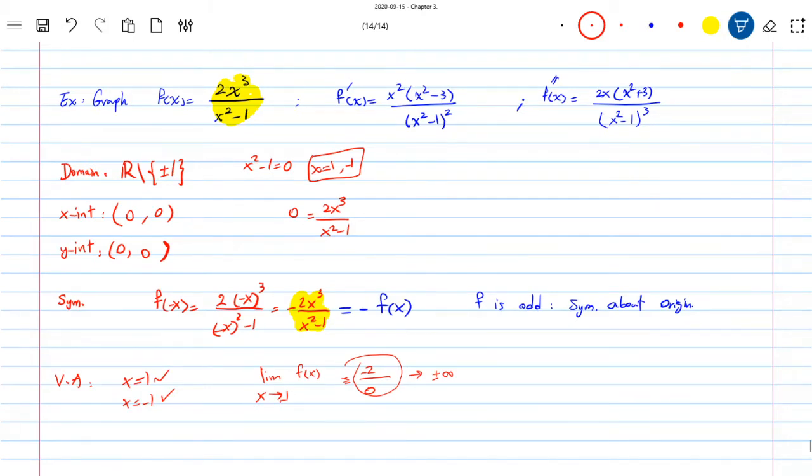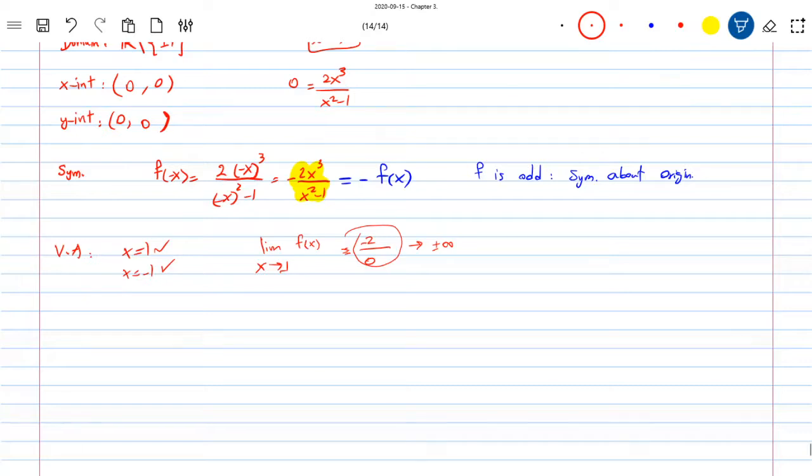And then the next step is to find the horizontal asymptote. Calculate the limit. You write it on the side. Limit f of x as x approaches infinity, either positive or negative infinity, which means the limit of 2x cubed divided by x squared minus 1 as x approaches infinity. Let's try positive infinity, negative infinity is the same.